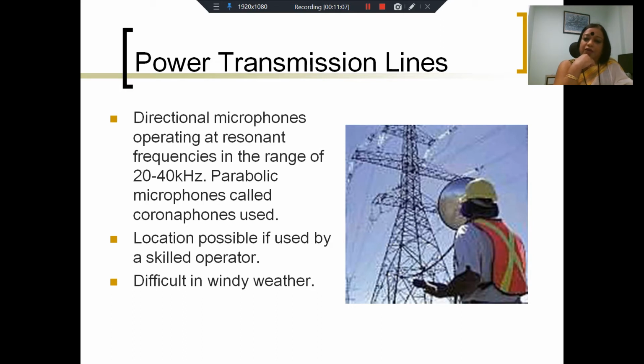Even then, when you're just depending upon the sound, the location or the detection of PD through these directional microphones or corona phones may be difficult under certain weather conditions. Especially if you have a lot of wind, it may become difficult.